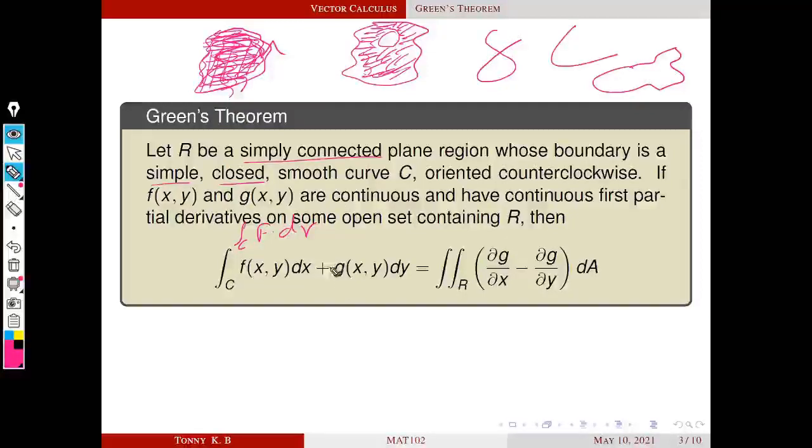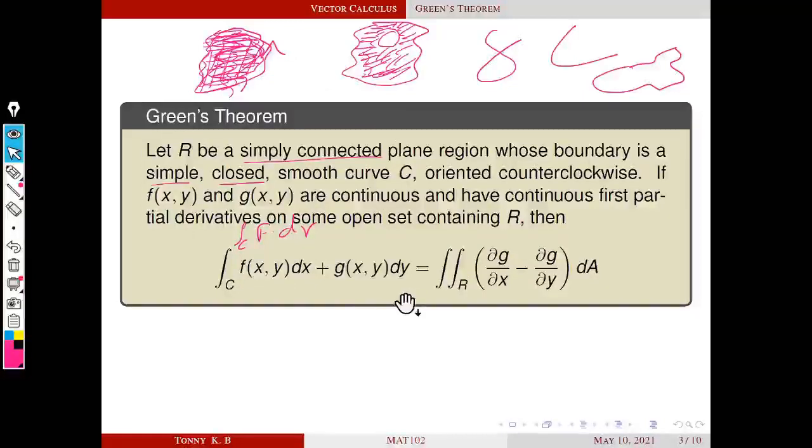Green's theorem states that we can evaluate this integral using a double integral, a double integral over the region R. We know how to evaluate a double integral. We can convert a single integral into a double integral, and conversely a double integral into a single integral using Green's theorem.